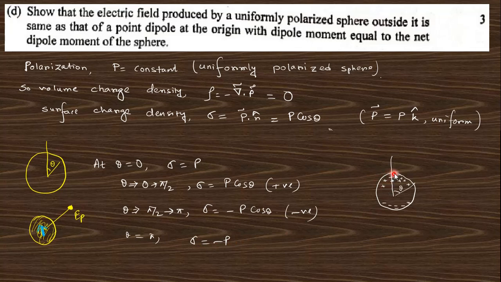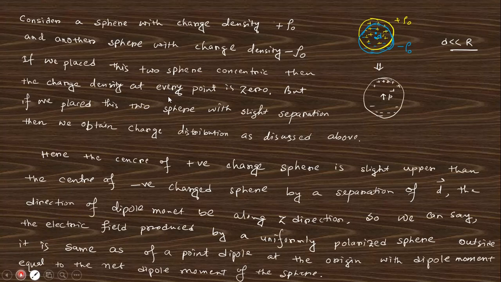In this, positive is maximum here, negative is maximum here, and toward the middle the positive reduces. Half the cycle will be positive and the half cycle will be negative. This is the actual scenario for this charge density of the sphere. Clear?